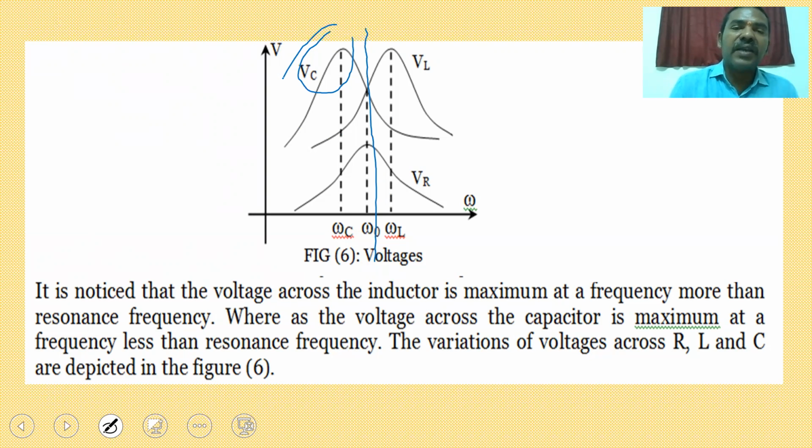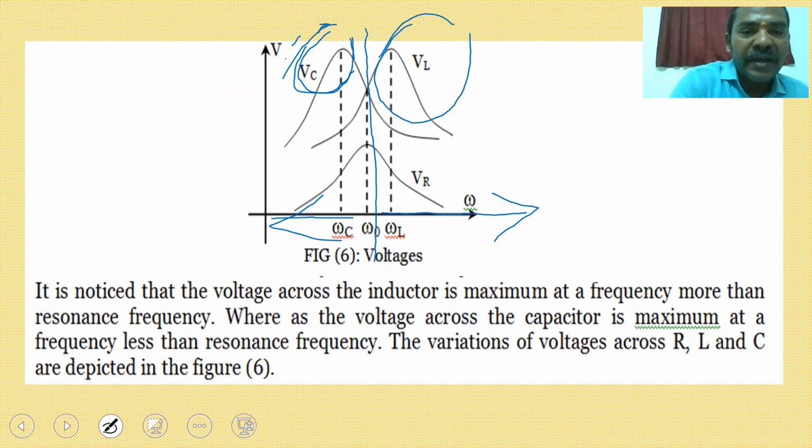So for that reason the voltage drop across the capacitor must be maximum before resonance. After resonance the voltage drop across the inductor will be maximum. At resonance the voltage drop across the capacitor must be equal to the voltage drop across the inductor. So this is the condition you are getting, and you have verified it also.